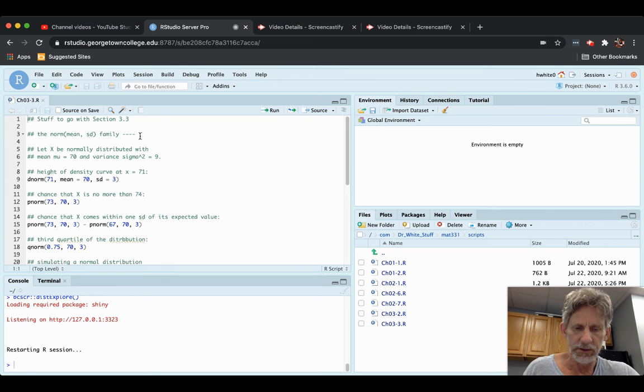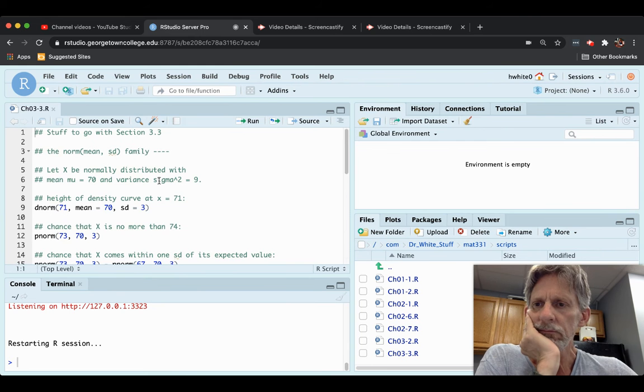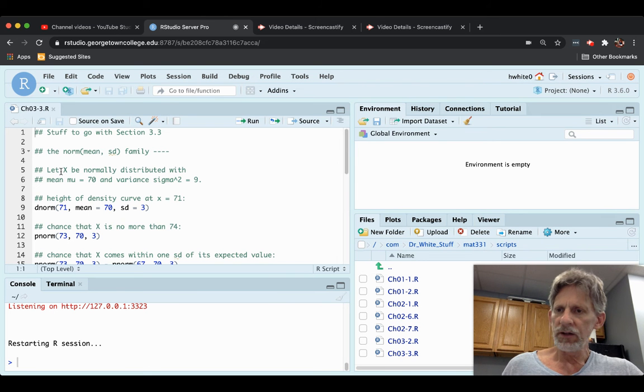So I'm going to make this a bit bigger for you. So how do we compute with normal random variables? Let's say that X is normally distributed with a mean of 70 and a variance sigma squared of 9.